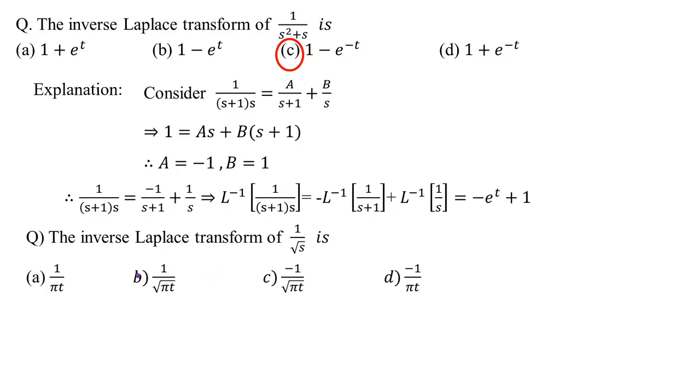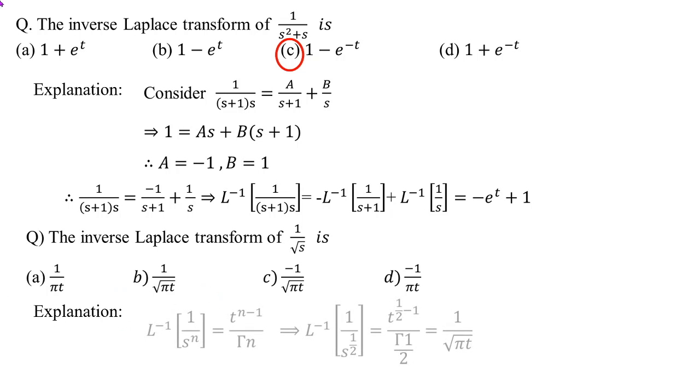Let us have the last question of this, that is the inverse Laplace transform of 1 by root s, right? So how to find that? It is obtained simply by making use of a standard formula, that is L inverse of 1 upon s to the power n is t to the power n minus 1 upon gamma of n, if n is any real number except a negative integer, okay? So we will apply that.